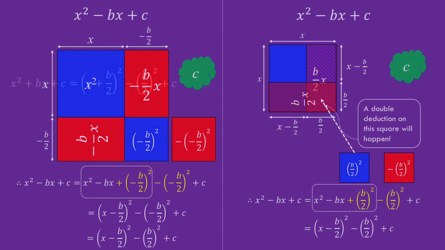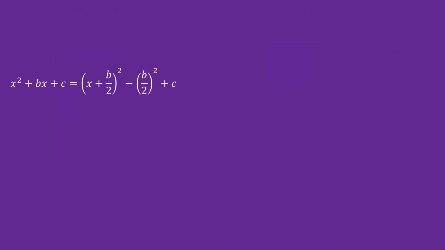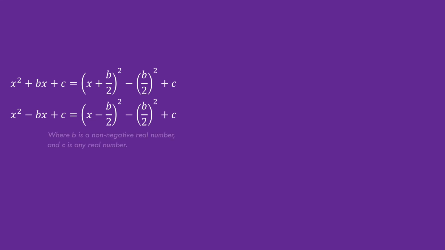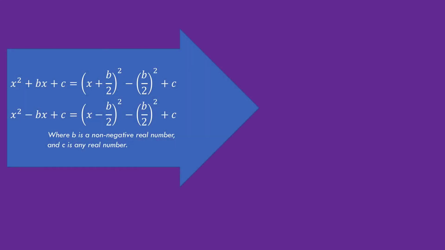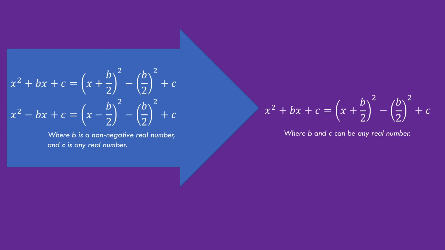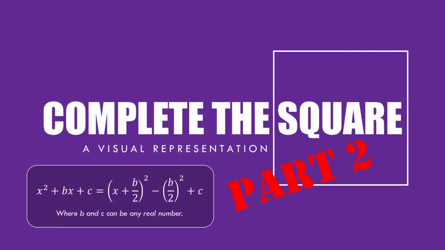In summary, if you have seen the two videos consecutively, you'd have learned how to complete the square, be it when the coefficient of x is positive or negative. Now, given these two different formulae, we soon realize that we can generalize it into one formula, where b and c can be any real number. And with that, this concludes on how to complete the square.